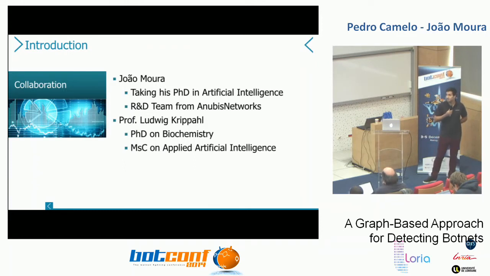I'm almost finishing my PhD in artificial intelligence. So it's an unrelated field, but hopefully it's useful in computer security. I also work for the R&D team from Anubis Networks, and his professor, his coordinator, was Ludwig Kripal, and he's from another unrelated field. He's originally from biochemistry, and he has a master's in applied artificial intelligence, which goes to show that this cross-pollination can really be interesting. So we can use different skill sets from different areas, and when we apply these skill sets to computer security, in this case, we get nice results.